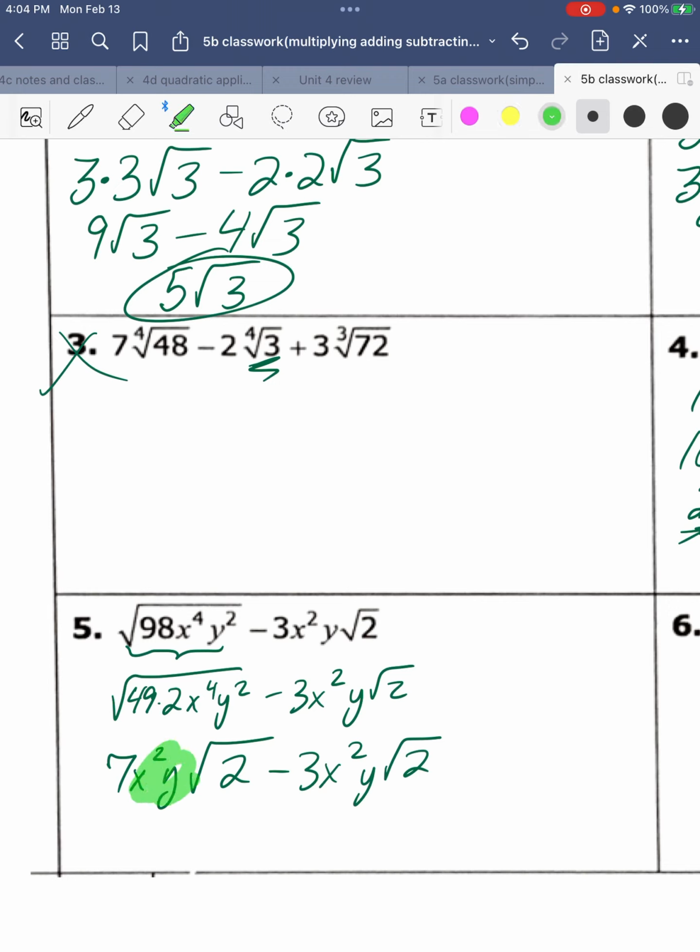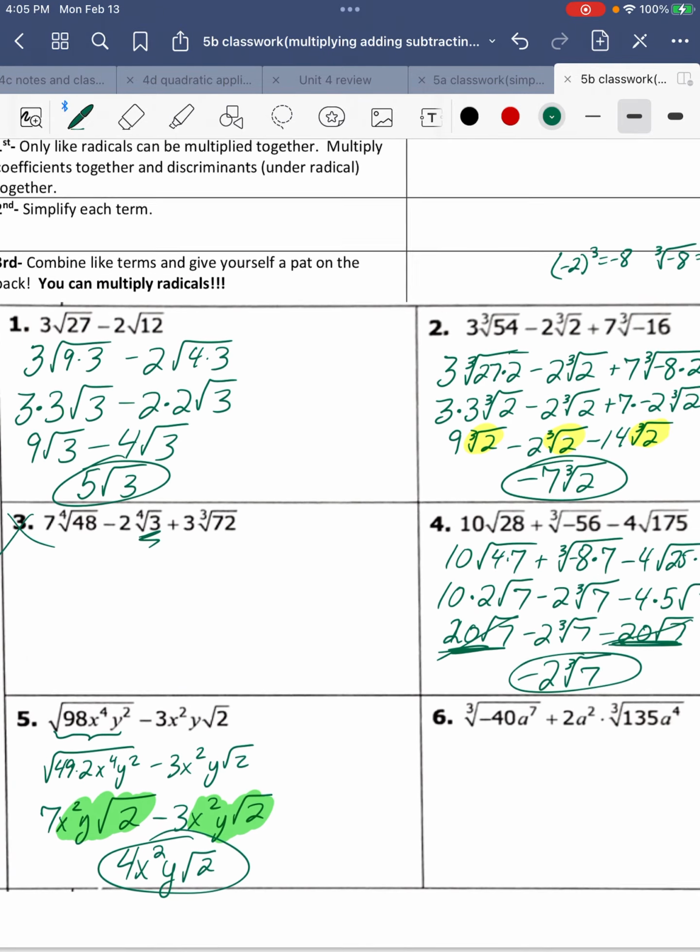So when it comes to variables, everything after the coefficient has to be identical for you to put these together when it comes to radicals. So we have 7x squared y square root of 2. We're subtracting 3x squared y square root of 2. So we're left with 4x squared y square root of 2.